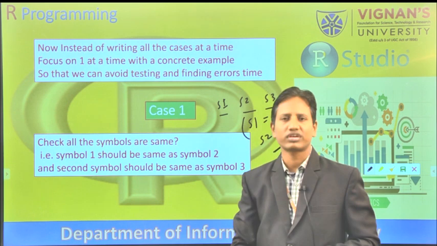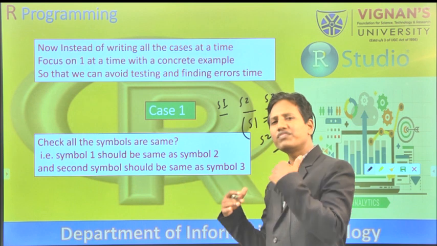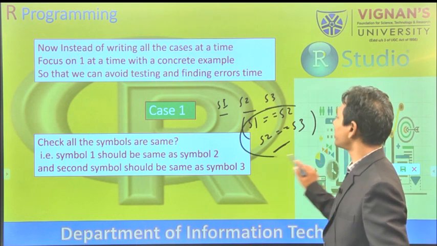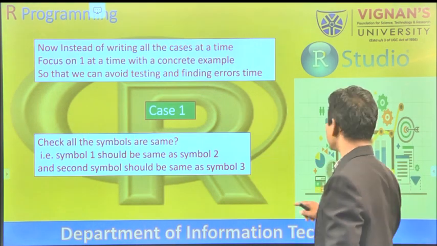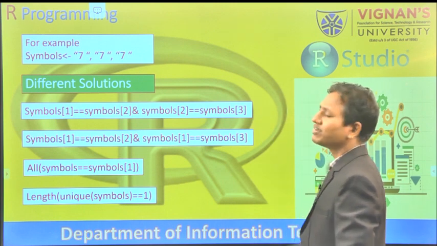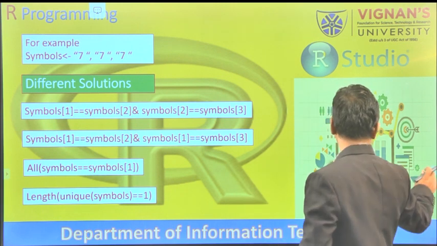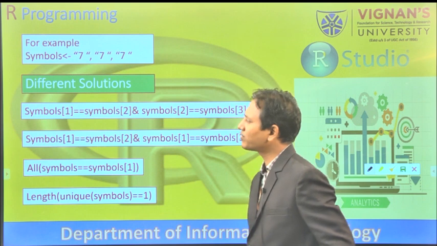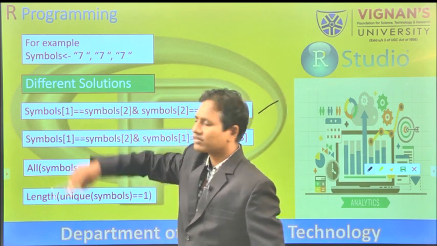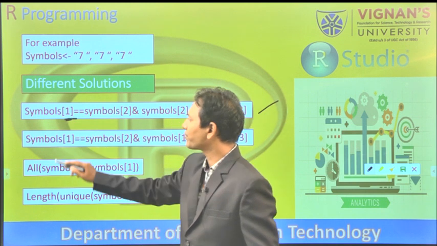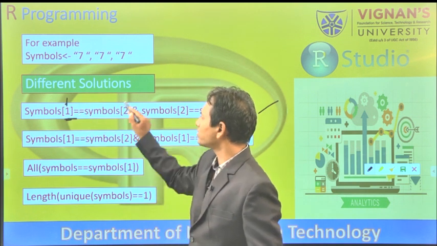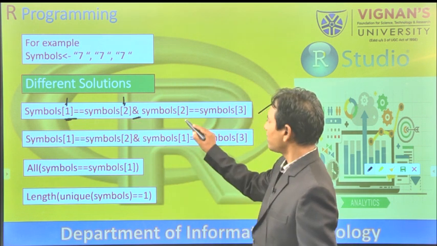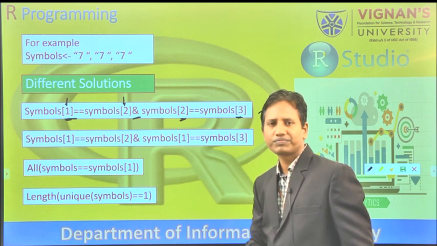This is the thing I have to check, and this is not the only way to express it, but ultimately what we need to do is check in this manner. You'll see the output, how we are going to write this code. We have different solutions. This is my first solution: symbols is my vector, and this is my first index value. The first index value is equal to the second index value, and I have used the Boolean operator, and the second symbol is equal to the third symbol.